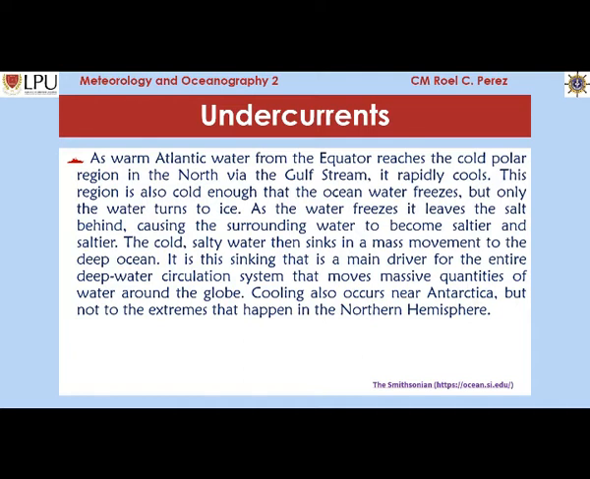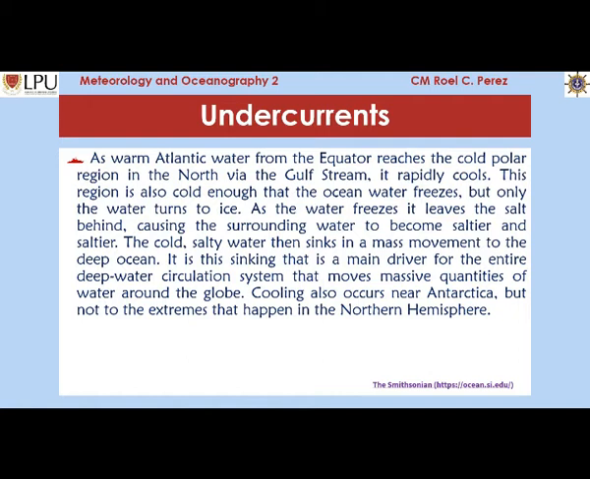So, when the sea turns to ice, only the fresh water, or part of it, will freeze and it will leave the salt in the surrounding waters. So the surrounding water becomes saltier and saltier. So the cold salty water then sinks in a mass movement to the deep ocean. It is this sinking that is a main driver for the entire deep water circulation system that moves massive quantities of water around the globe.